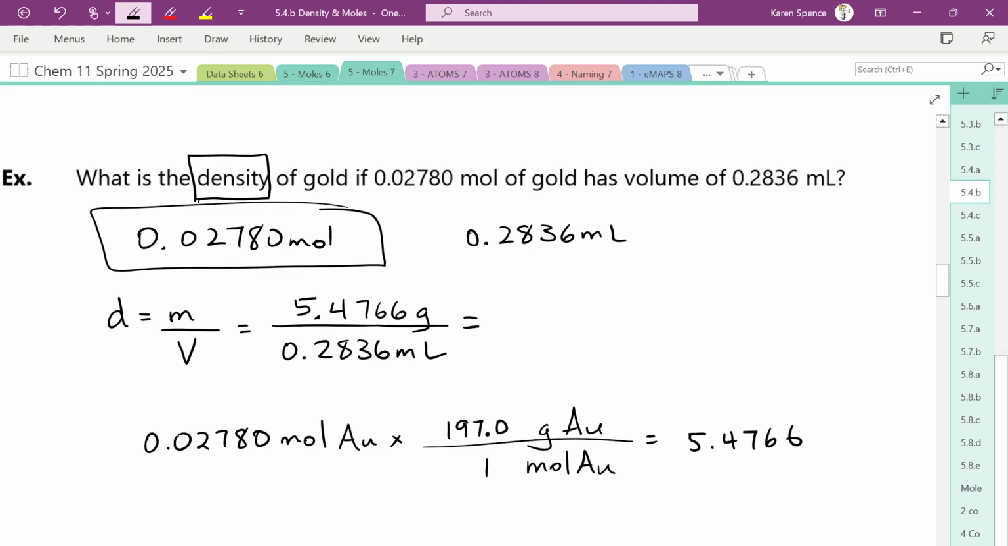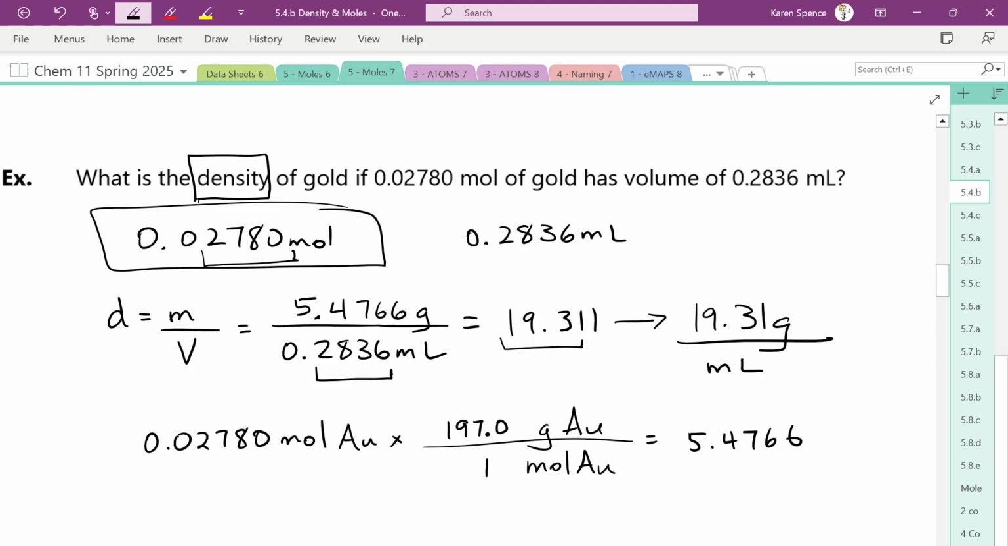divided by 0.2836 equals 19.311. And now we look at sig figs and I say, I've got 4 sig figs here and I've got 4 sig figs here. So my answer should have 4 sig figs. That's going to become 19.31 grams per milliliter. Yes.